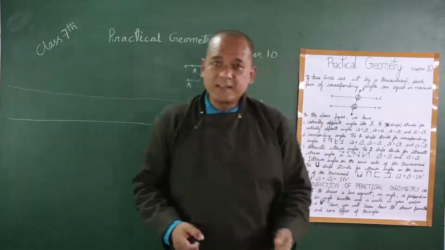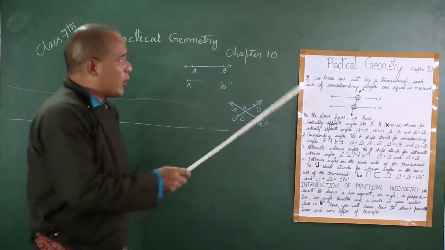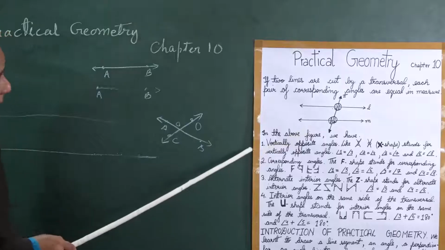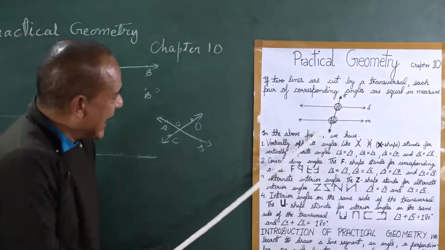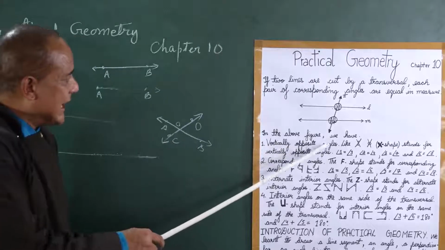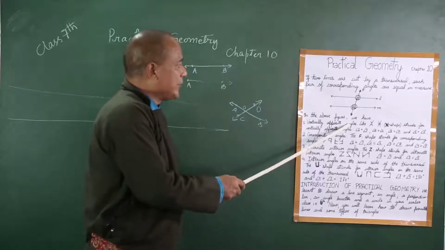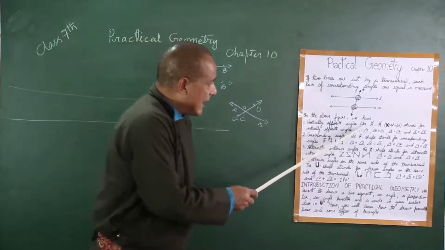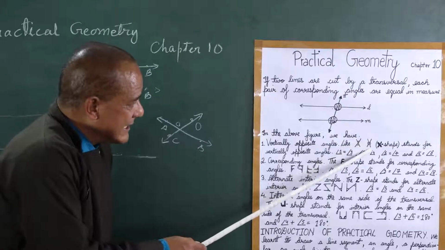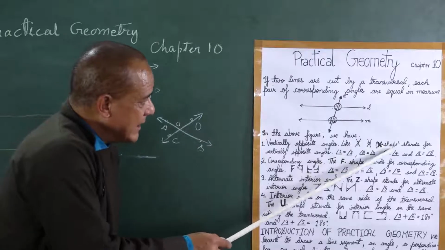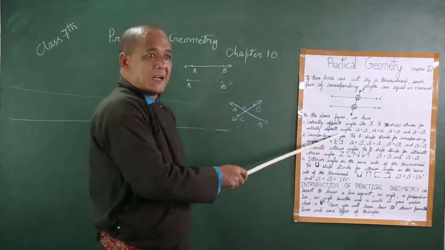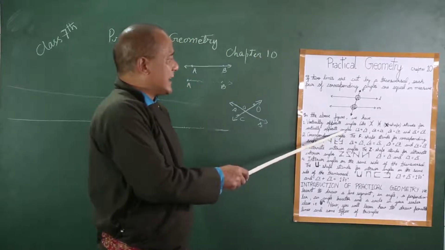You have to know what a corresponding angle is. Here it says, in the above figure we have vertically opposite angles. What are vertically opposite angles? First we have to know what vertically opposite angles are. Like this and like this. An X shape stands for vertically opposite angles.